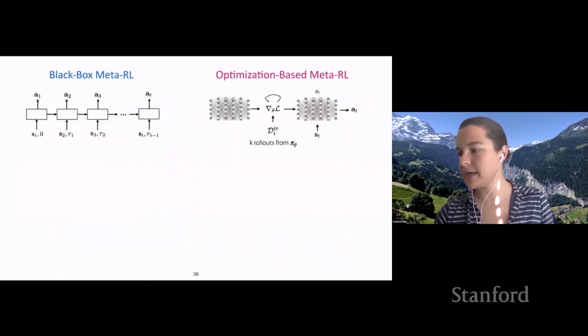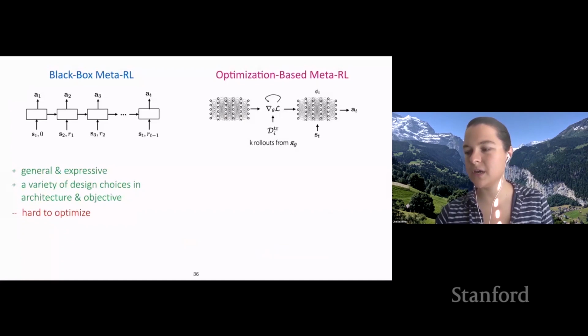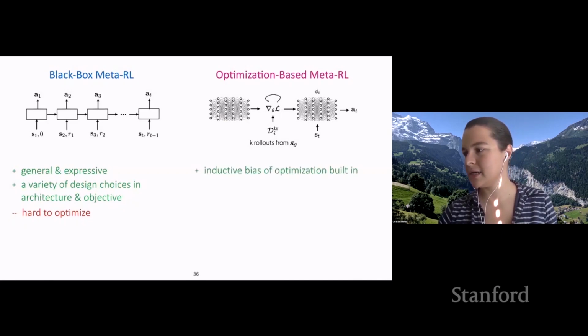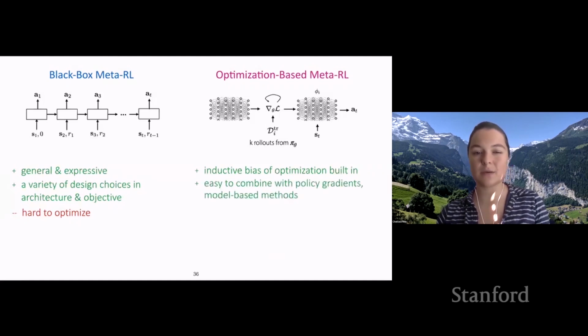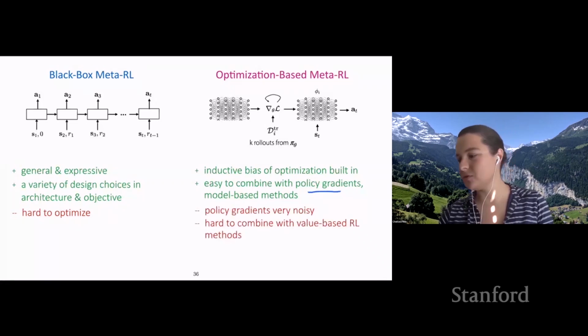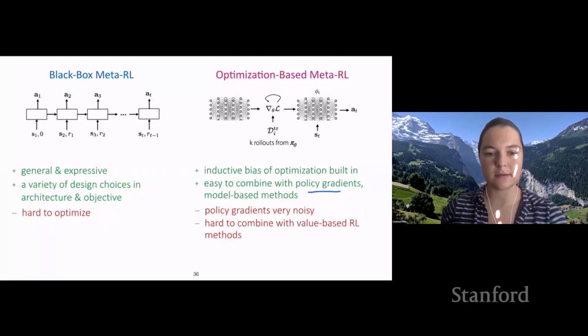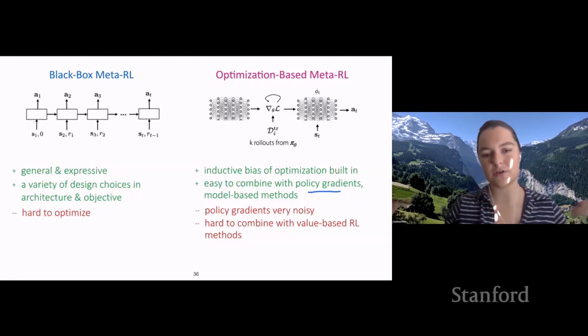Okay, to summarize, black box methods are general and expressive. There's a variety of design choices. They're hard to optimize in the meta-RL setting, as well as, of course, in the original meta-learning setting. In the meta-RL setting, optimization-based methods have the inductive bias of optimization built in. They're easy to combine with policy gradients and model-based methods, with the caveats that I mentioned about policy gradients being very noisy. They are also hard to combine with value-based RL methods because you have to run a lot of gradient steps in the inner loop to get signal across your horizon.